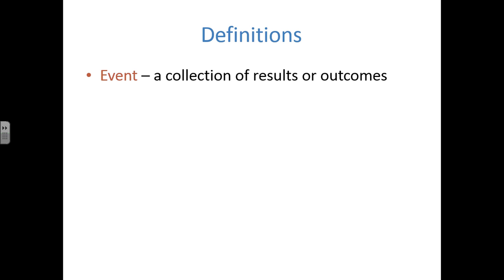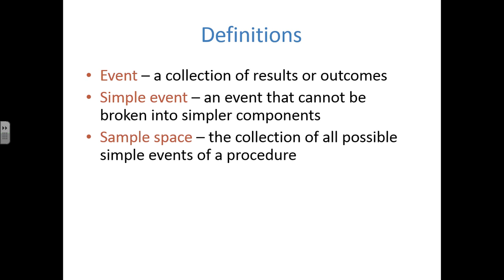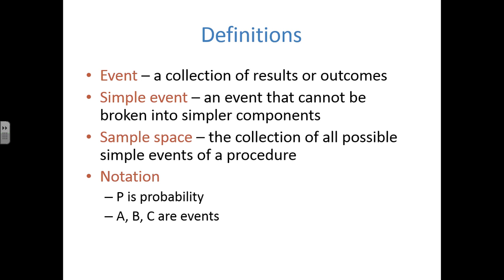But let's look at some definitions for probability. First, an event is a collection of results or outcomes. A simple event is an event that cannot be broken into simpler components, so there's only one outcome or one result. A sample space is the collection of all the possible simple events of a procedure. For notation, P stands for probability, A, B, and C, etc. are events, and P of A is the probability of event A occurring.